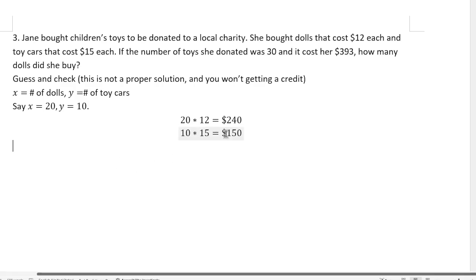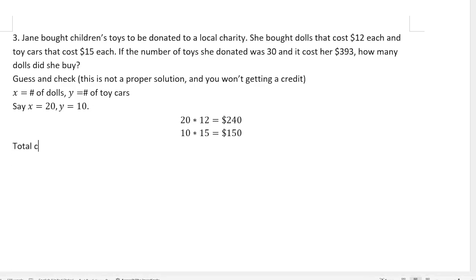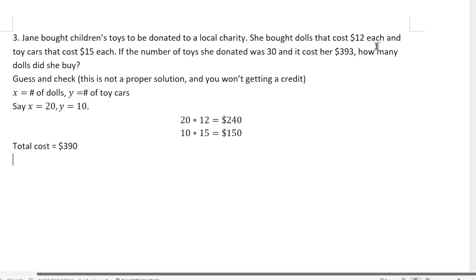Okay, so what does that give us? Well, if you add these two amounts, you get $390. So total cost equals $390, and that really doesn't match. But you know what, you can kind of see that because these are pretty close, it must be very close to these numbers. So you might even try like 19 and 11 or 21 and 9 and see which one works. And that's how you can do guess and check. But that's not the purpose. I really want you to try this out, and from this to be able to come up with an equation.